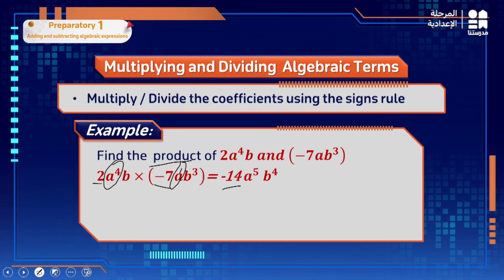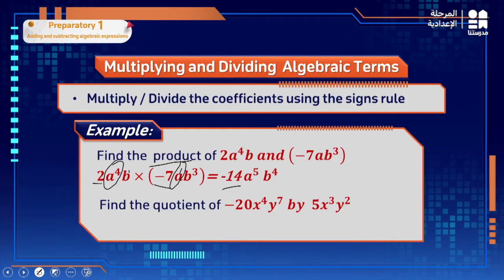What about b? The first b is to the power of 1. The second b is to the power of 3. So 1 plus 3 is 4. So the final answer is negative 14, a to the power of 5, b to the power of 4.